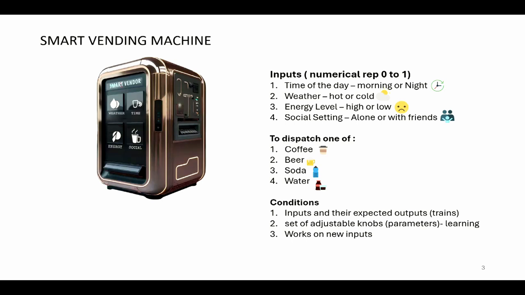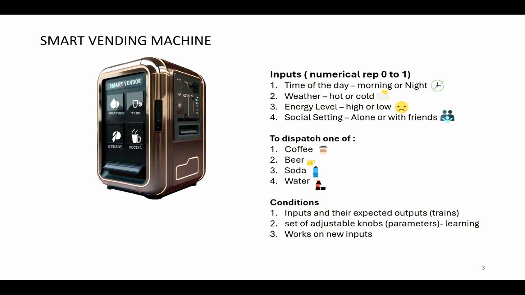So one thing the machine needs is for me to feed a lot of data into it. And what the data is going to say is, I'm going to give it these 4 inputs. I'm going to say 8 a.m., I have high energy, the weather is cold, I'm by myself, I'm going to drink coffee. That's one example. I'm going to give a lot more examples like that. I'm going to say it's 8 p.m., hot weather, energy is low, I'm with my friends, I want a beer, and so on and so forth.